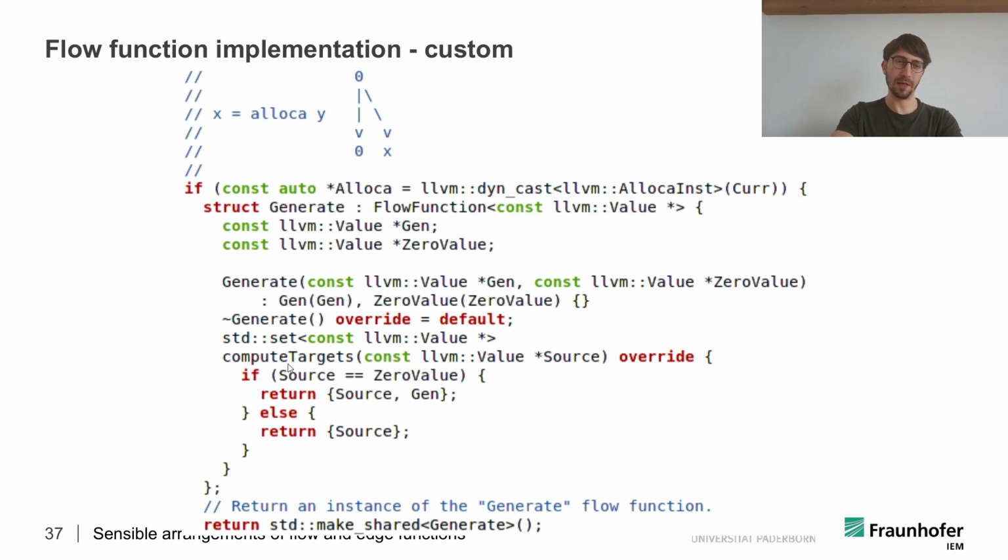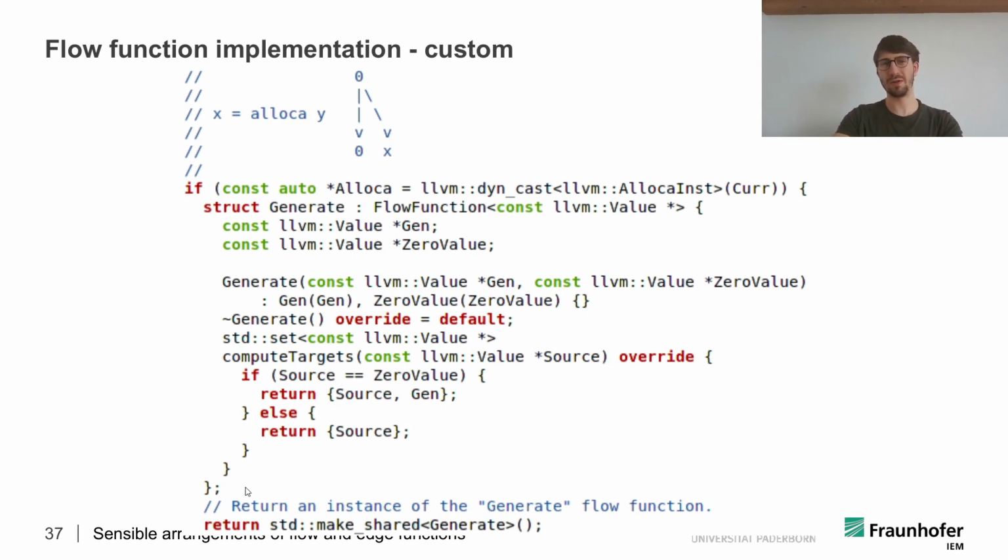So here, if the source is the zero value, then we generate the value gen that is passed here into this generate flow function. So that would be this case here, and the otherwise case. So if the source is not the zero value, so if it is some unrelated value, actually this edge is not drawn here, but it's trivial usually that it's just passing alongside. Then we will just return the source here. And then finally we return this flow function here. So we will instantiate this structure that we have defined here.